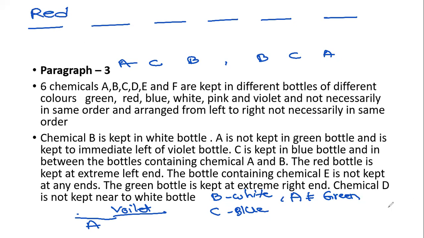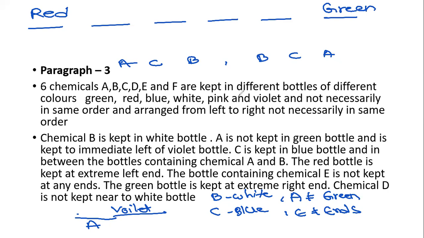Next. The bottle containing chemical E is not kept at any ends. Chemical E you should not keep in any of the ends. Okay. Next. The green bottle is kept at extreme right hand. What is extreme right hand? This is extreme right hand, and you have to place the green bottle here. The green bottle is kept at extreme right hand.